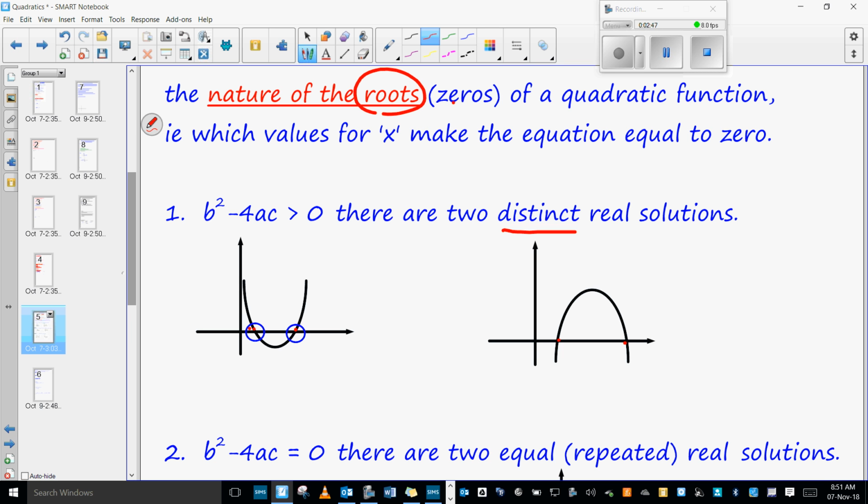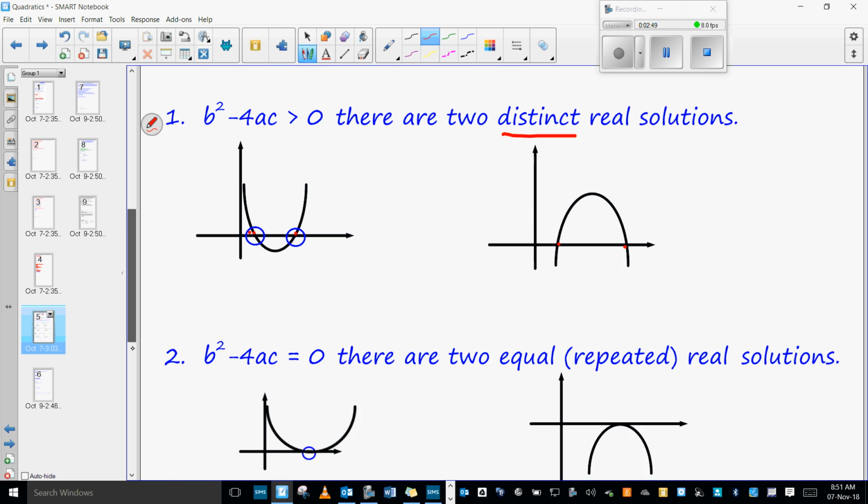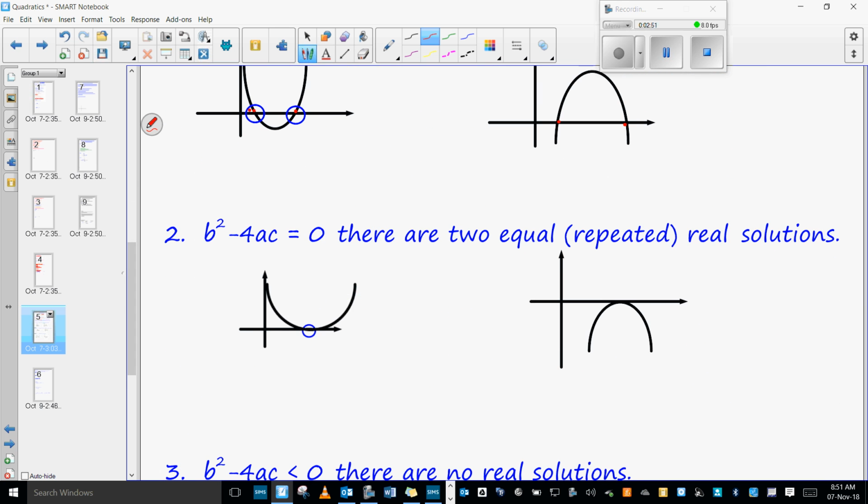Okay? If the discriminant is equal to 0, it means that there's two equal repeated solutions. Okay, so two equal. In other words, just one value. That kind of situation is like, for example, when we would have that. We know that it only crosses at 2, therefore there's just one solution. Yes? Again, it doesn't matter if it's positively happy or negatively sad. So if it's equal to 0, there's only going to be one answer.